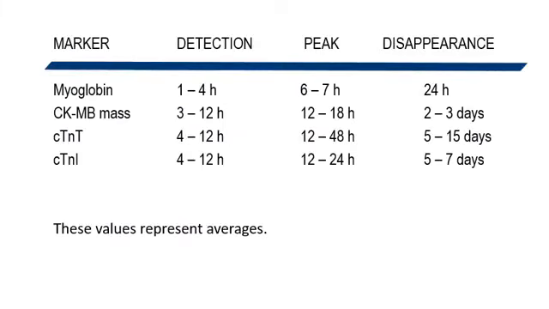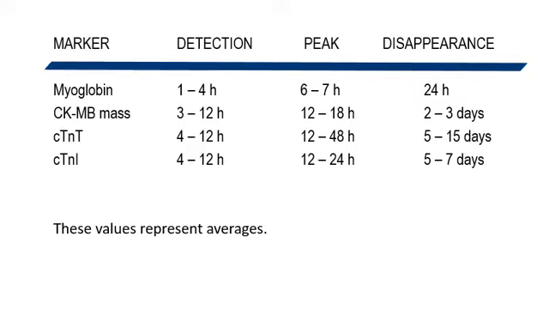Now, this is the critical slide, and you should understand it carefully to interpret the results. This slide shows the kinetics of cardiac markers. When does the marker increase? When does it peak and when does it disappear from our circulation? So the first one, the myoglobin, rises within 1 to 4 hours. So this is the earliest one. It peaks within 6 hours, and disappears within 24 hours.